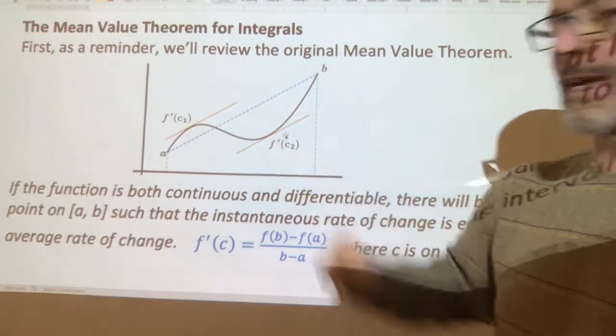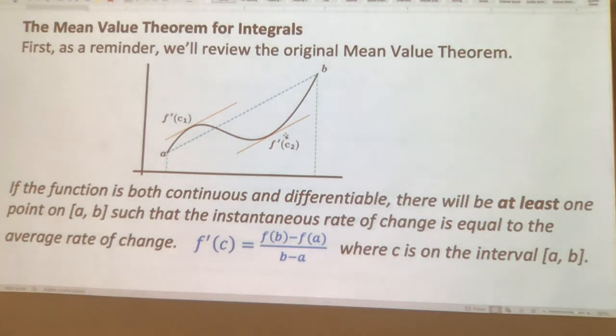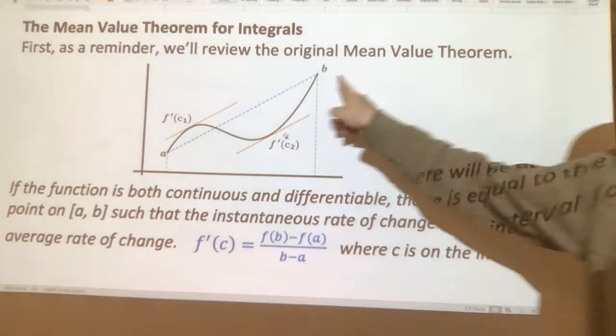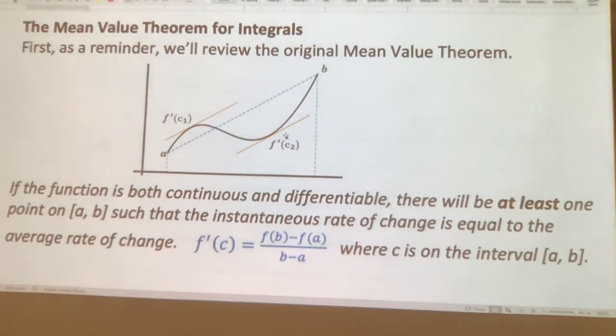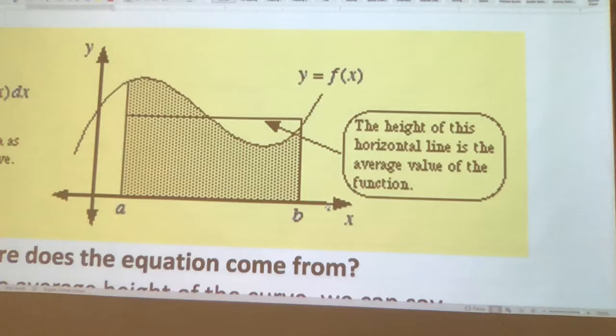At least one, in this case 2. The instantaneous rate of change would be the same as the average rate. In other words, whatever your average value is, your instantaneous value is going to be exactly the same at least once. So how does this apply to integrals?